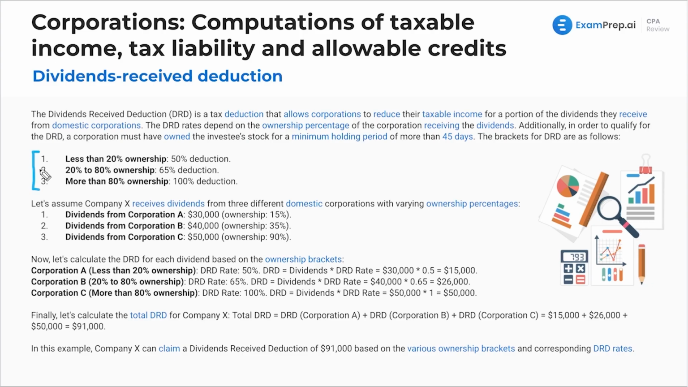The DRD is a tax deduction that allows corporations to reduce their taxable income for a portion of the dividends they receive from domestic corporations. That's important to keep in mind. You can't do this for non-domestic corporations, international, foreign, something like that.